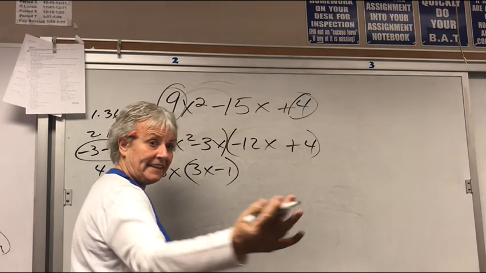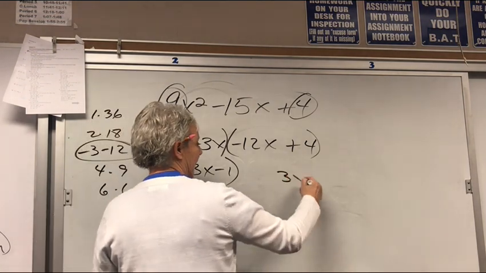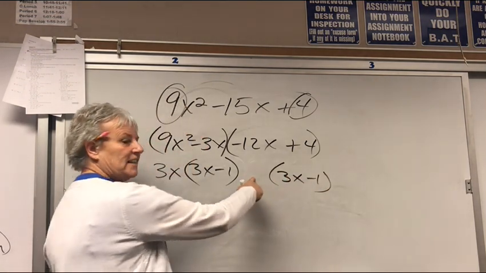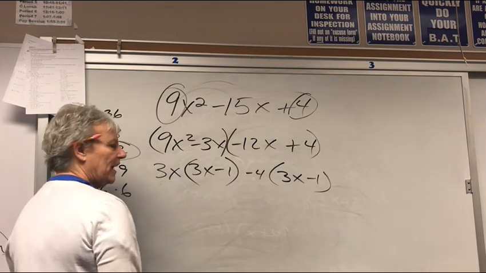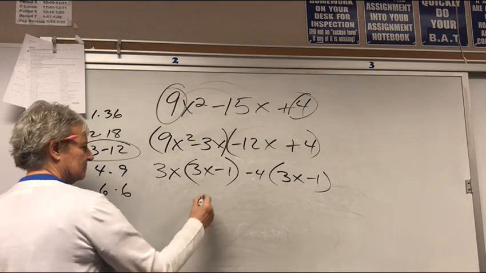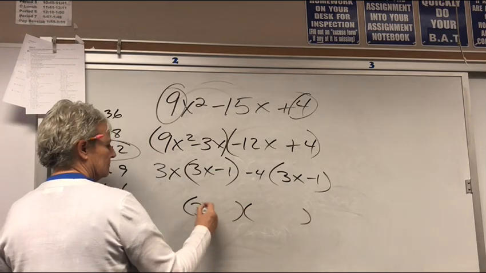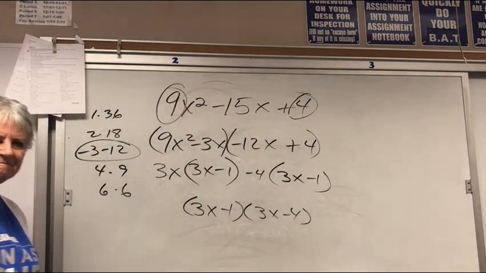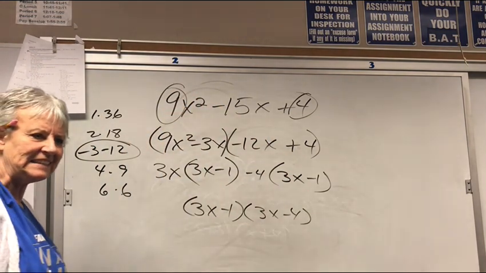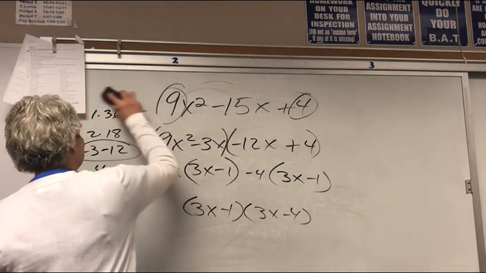Okay, you write it again every time. And then what goes here? Oh yeah, negative 4. Final answer, Sydney. 3x minus 1, and then 3x minus 4. Okay. First time I've ever gotten anything right.